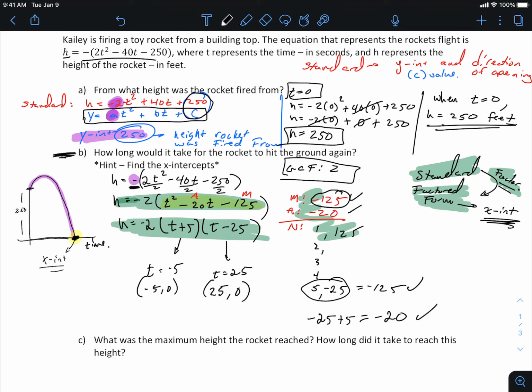Well, negative 5 doesn't make much sense. I can't have negative time. Negative time doesn't make any sense. And so what ends up happening is this is a mathematical solution that satisfies the equation. So yes, it is correct, but it doesn't make sense in the context of the question. So you get to ignore it. We can't have negative time.